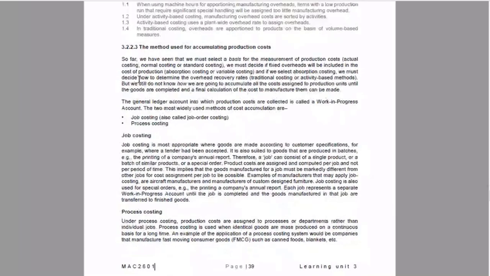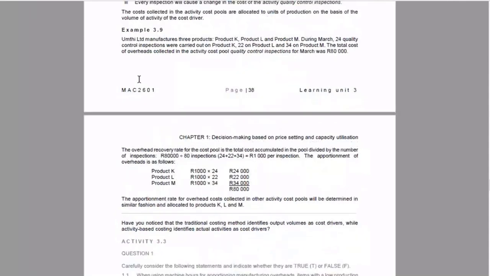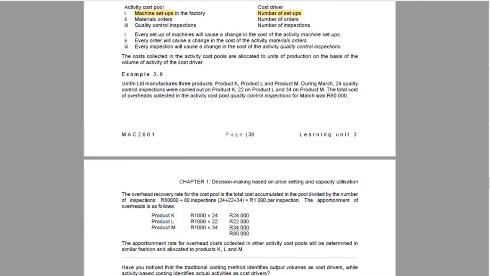So maybe let's look at another example. The one that I was doing was too high level, but it helps you to just get an understanding of how to go about it. The example that we're looking at is example 3.9 from your learning unit. Umti Limited manufactures three products, okay? They've got product K, product L, product M. And during March, quality control inspections were carried out.